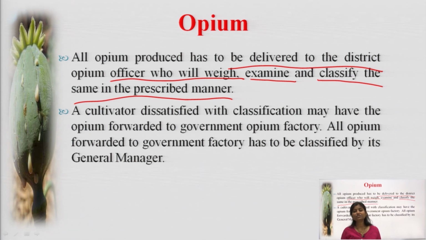So, if the cultivator is not satisfied with the work of the district opium officer, he has the right to go further to the government opium factory. All opium forwarded to the government factory has to be classified by the general manager. So the manager has to examine the quality of the opium and pay the cultivator accordingly. Ultimately, if you are not satisfied with the amount paid by the district opium officer, then you can move to the government factory also.